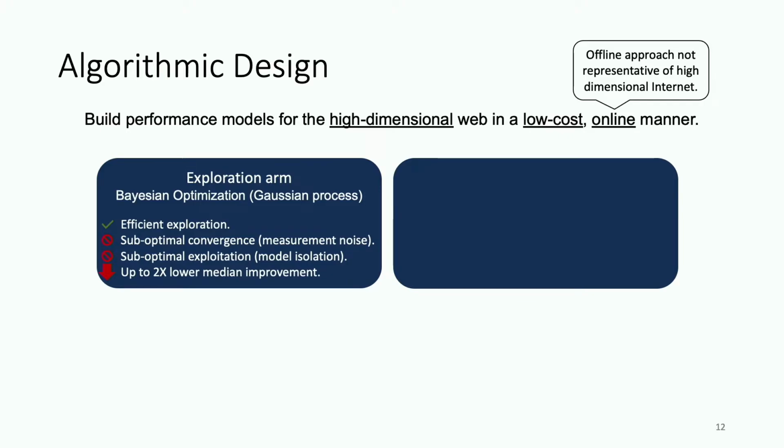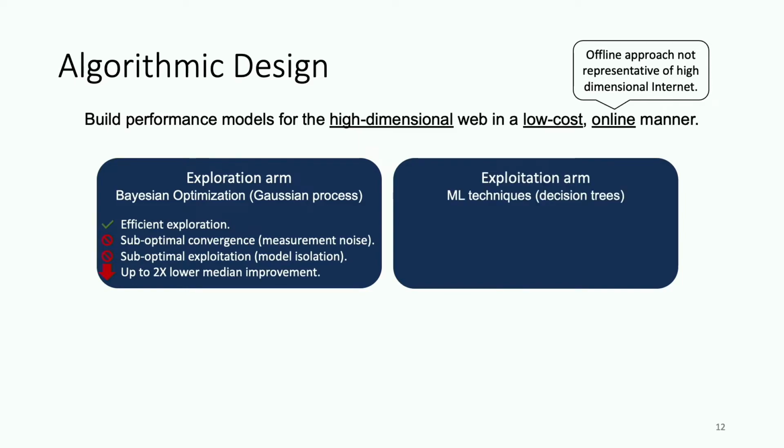The first is that they are very sensitive to noise, which is a key part of our problem. And the second is that they have suboptimal exploration because they isolate the learning models for the different workloads, and in our case, different network classes. But intuitively, if we have data available for one network class, we can apply those patterns to another network class to try to find a good or bad direction. Because of these two drawbacks, we observed that it results in up to 2 times lower median improvement compared to the optimal.